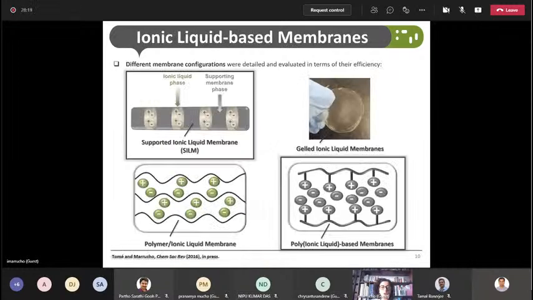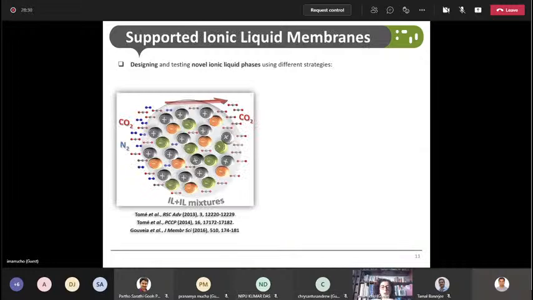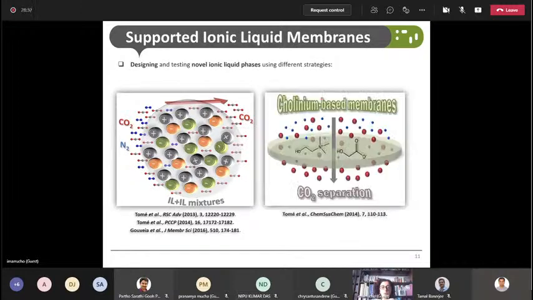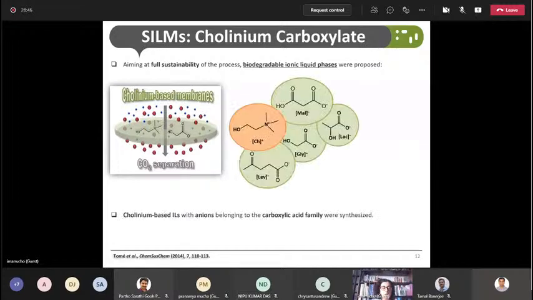So here I'm going to talk about these two: the supported ionic liquid membranes, SILMs, and the polymeric ionic liquid membranes, PILs. Okay. So what I'm going to do now is show you some examples where we use the ionic liquids in supported inert supports.